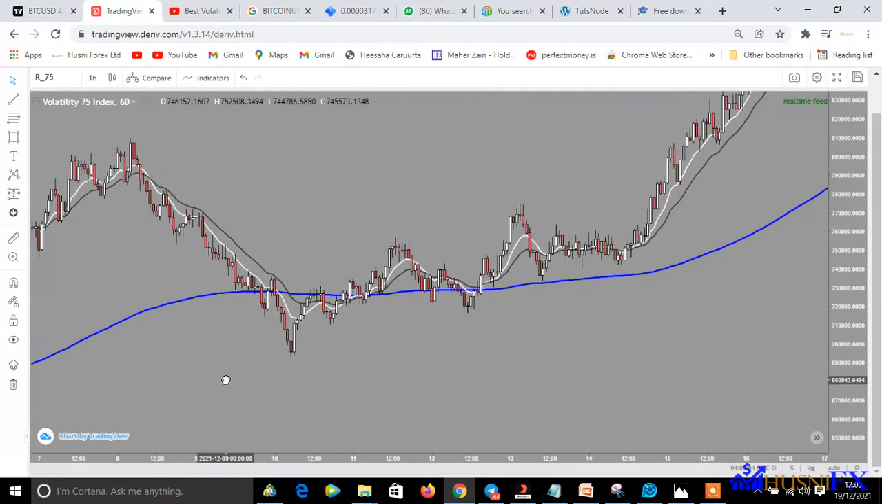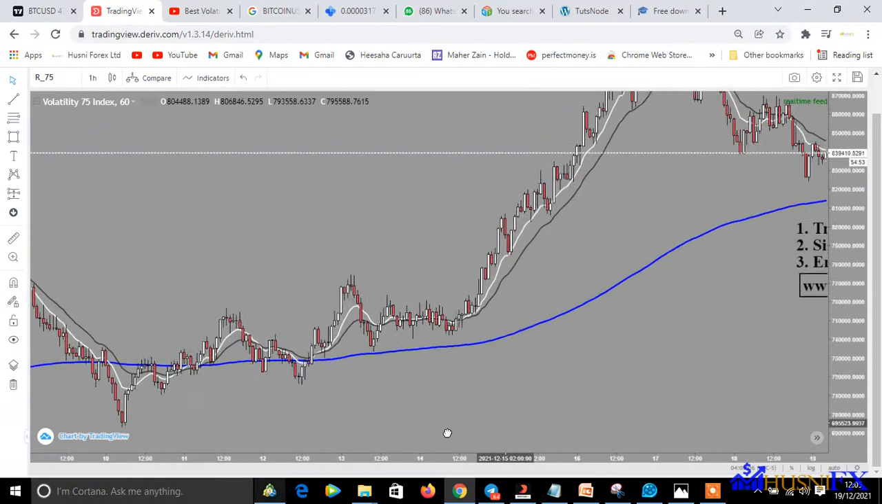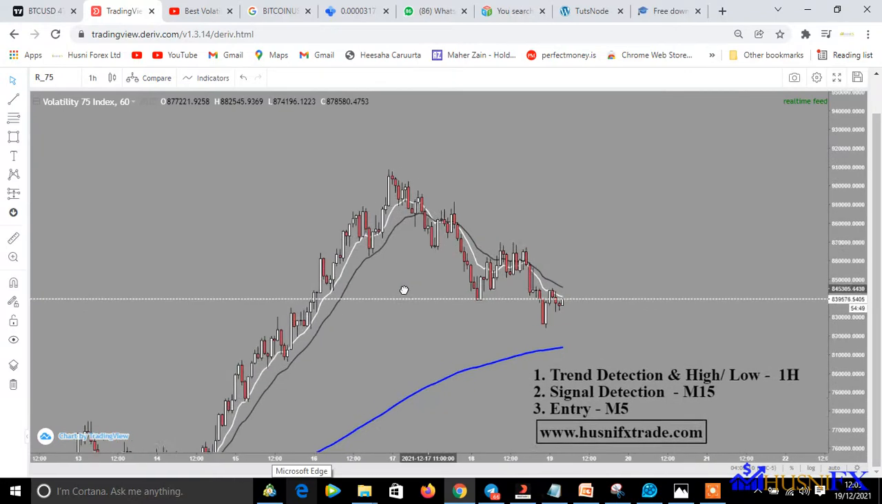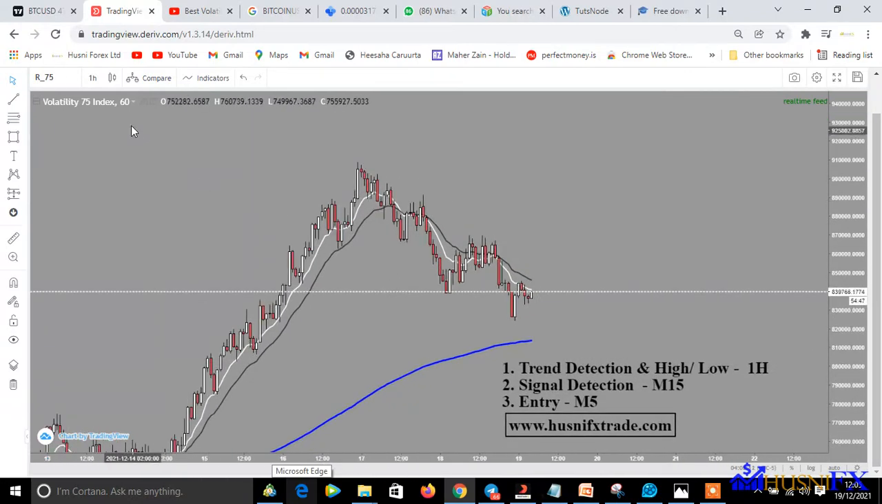So now we need to have our signal. The condition I have in this market right now at 1 hour is that there is rejection.